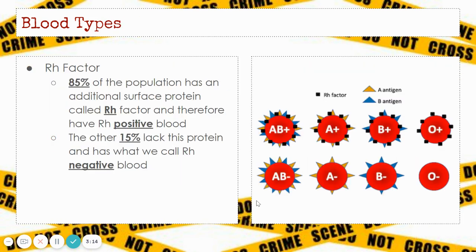Going back for a second, that means of those A, B, AB, and O, we can have AB positive or AB negative, depending on whether or not they have RH factor. We can have A positive or A negative, depending on whether or not they have RH factor, and so on. So that's how we get the 8 different blood types.